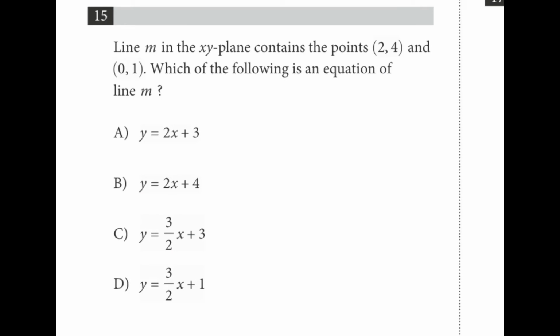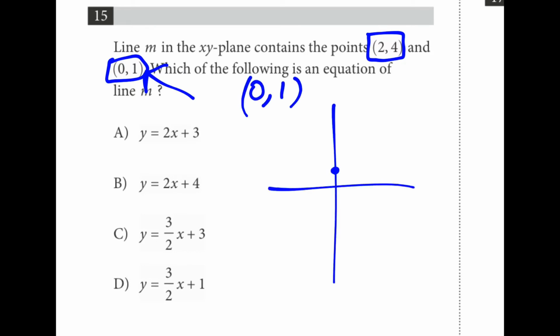So 15, we have 2 coordinates, and we have to turn this into an equation of a line. Normally, I would say, use the slope formula, y2 minus y1 over x2 minus x1. But notice this point right here, 0, 1. That tells me that's where the line crosses the y-axis. That's my b value. Which one of these has a b value of 1? This is the only one. You could just stop there and be done.